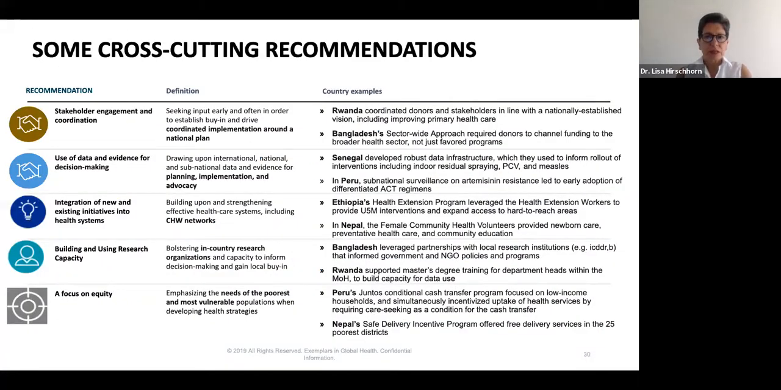So these are some other cross-cutting recommendations, and you can actually see some specific country examples here. Again, in the interest of time, I don't have to go through them. But these are not just generic statements, these are things which the countries actually did.